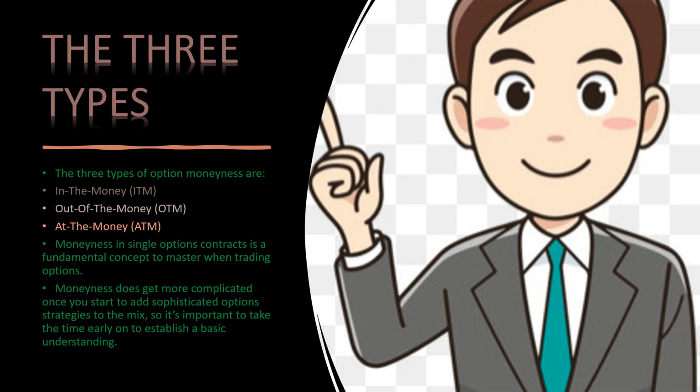So the three types, again, we have in the money, out of the money, and at the money. Moneyness in single options contracts is a fundamental concept to master when trading options. Moneyness does get more complicated once you start incorporating some multi-leg option strategies and more sophisticated options as well. Obviously, it would increase in complexity, but from the start, not too hard to understand. So basically speaking, it's important to just get the fundamentals down and take a little bit of time out of your day to learn the difference between these three types.